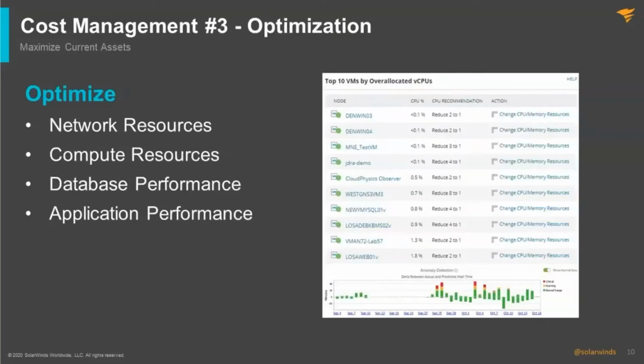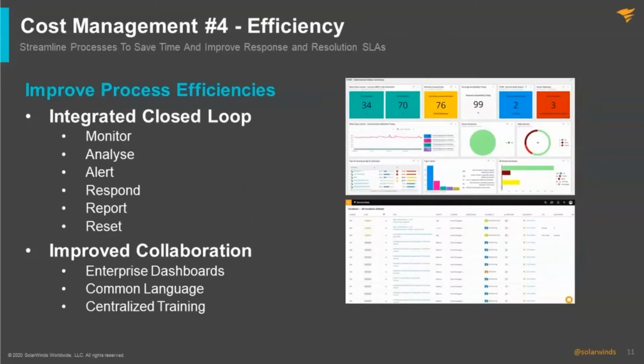Optimization is also a big area, so we want to help organizations to optimize the existing resources and to avoid having to overspend on extra hardware that they may not need. So lots of solutions available in that space as well. And then, of course, process efficiencies, helping people to really have that integrated closed loop from the monitoring through analysis, alerting, response, reporting, and then resetting environments as well. And soft benefits, of course, are important as well for IT teams to collaborate more closely together.